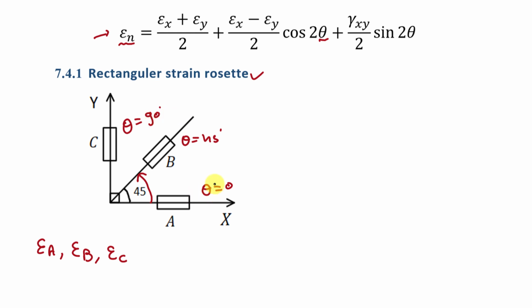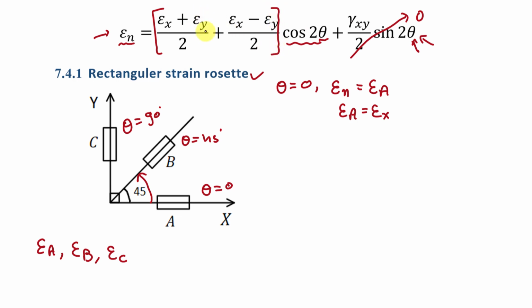Fine. So from here we can see that at theta equal to 0, the value of strain, that is epsilon n, is equal to epsilon A, right? So first of all you have to put theta equal to 0 in this equation and epsilon n equal to epsilon A here. So you will get one equation, that epsilon A is equal to epsilon x. Fine, because if you put theta equal to 0, then this term will be 0, right? And cos 2 theta will be 1. So finally you will have these two terms, and here epsilon y will be cancelled. So you will have epsilon A is equal to epsilon x. Fine, so you have this one equation.